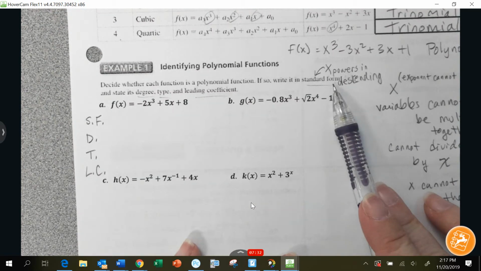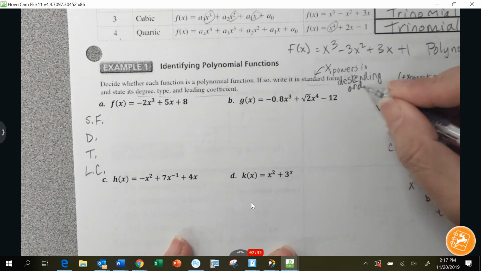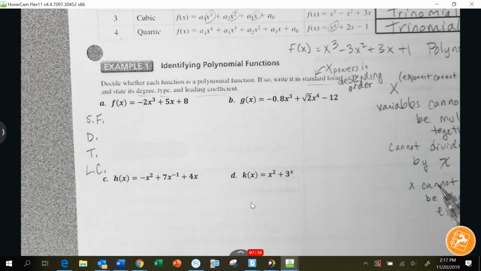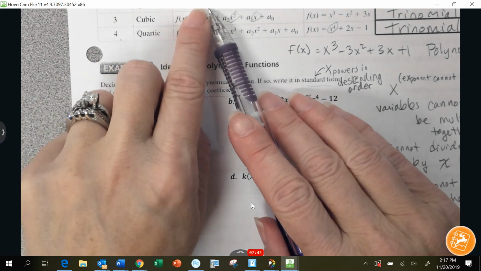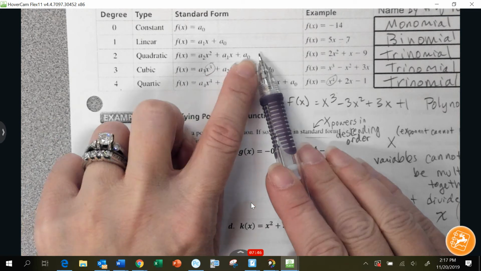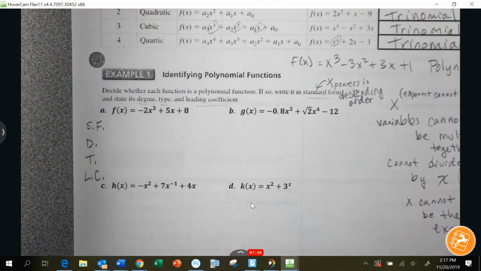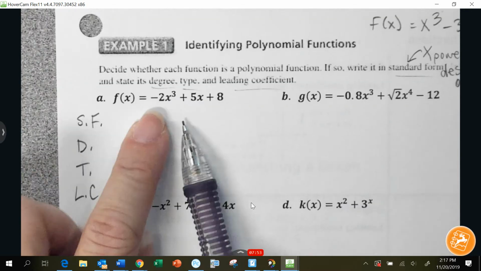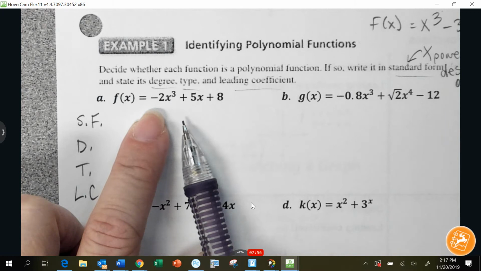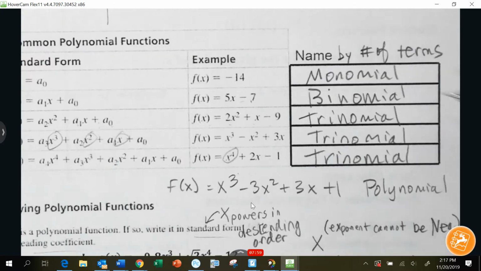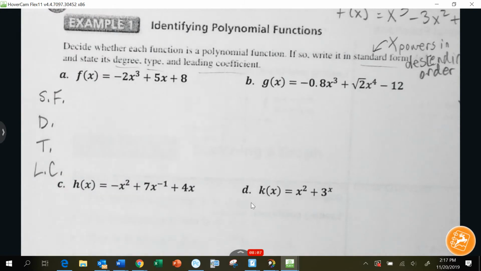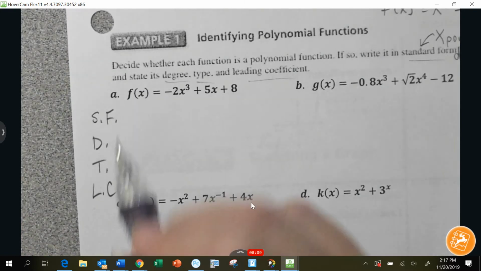This says x powers in descending order when it's in standard form. You just saw a bunch of parabolas or quadratics in the past chapter where it went x squared, then x, in descending order. So looking at this one, is this a polynomial? Nope, it's a trinomial. A polynomial is any of these that have more than one term. So if it's a trinomial, is it a polynomial? Yes. Is it in standard form? Yes.